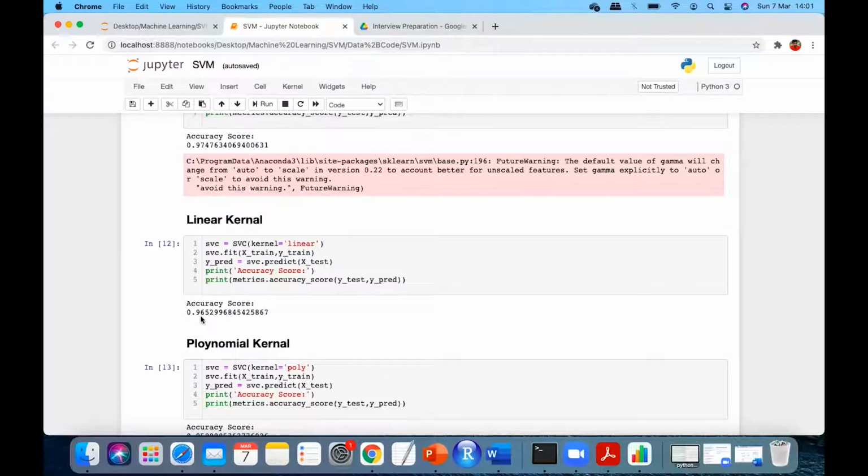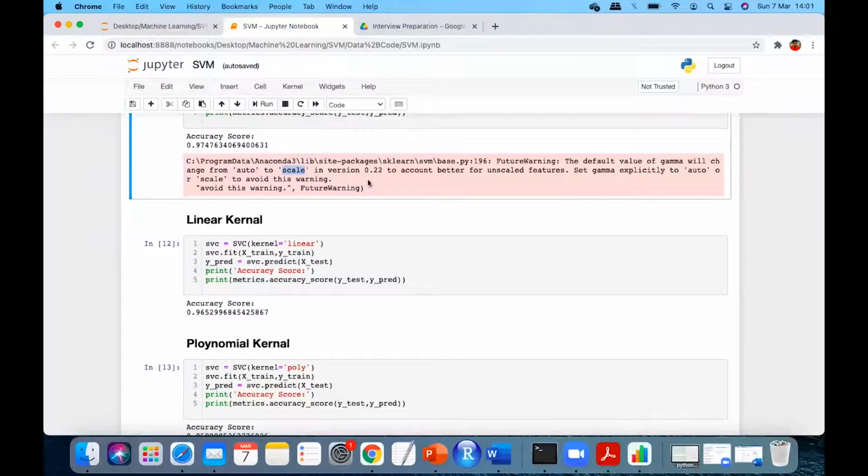Yes or no? Can someone see this? The default value of gamma will change from auto to scale in version 0.22 to account better for unscaled features, right? So usually what is happening is sklearn keeps on revising itself. If you don't have scaled data, the gamma itself will scale it before application. Set gamma explicitly to auto or scale to avoid this warning.